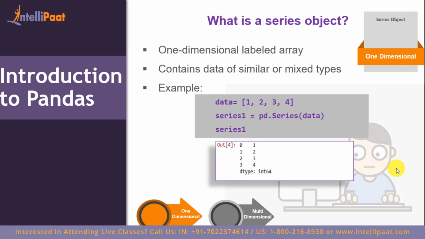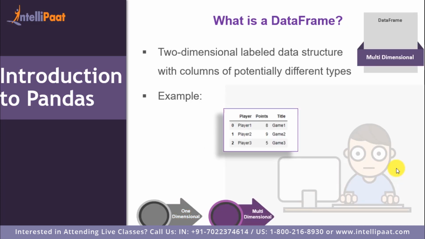Well, a series object in pandas is a one-dimensional labeled array which is capable of holding mixed data types like integer, string, floating point number, and so on. Now let's understand about data frame. So a data frame is a two-dimensional labeled data structure with columns which contain data of different types. So here we see that we have a two-dimensional data frame where the first and the third columns are of string type and the second column is numerical in nature.